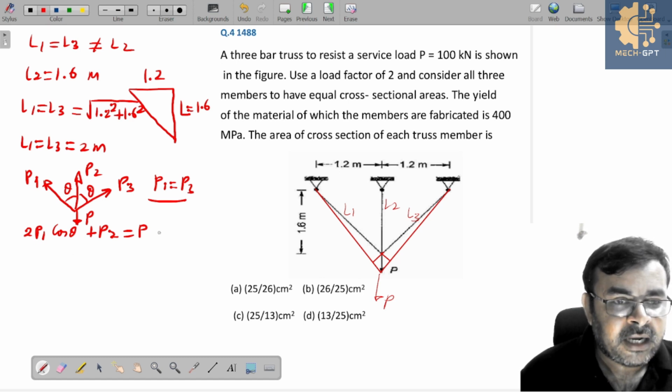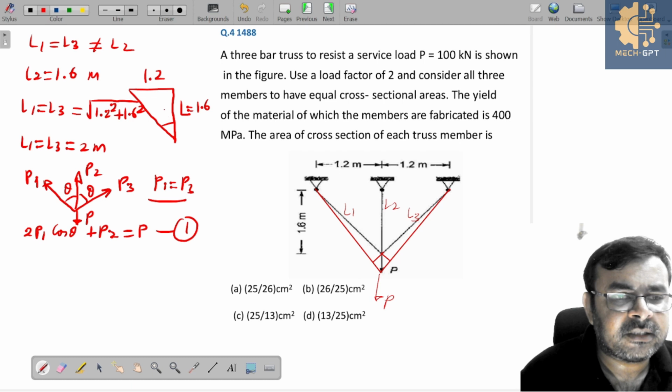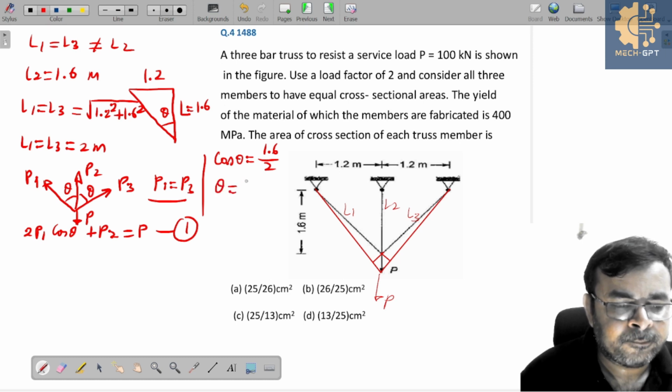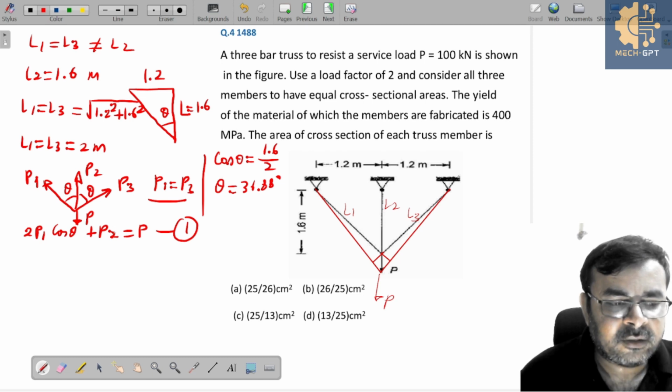Yes or no? And let's say this is equation 1. Is it clear? And what about theta? If you write this is theta, then parallelly here I am writing cos theta is equal to base over hypotenuse, that is 1.6 over the hypotenuse. So from this we can get 36.88 degrees. Yes or no?